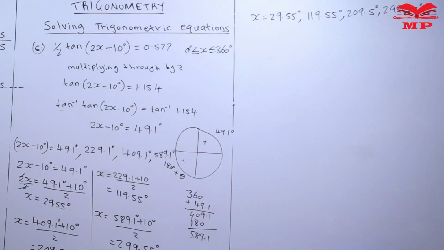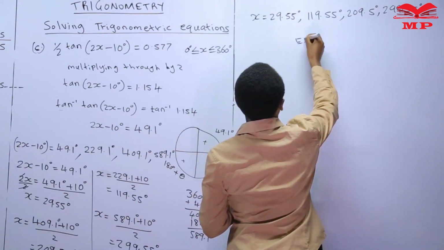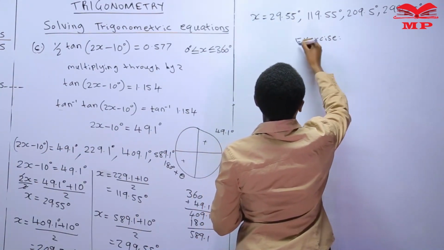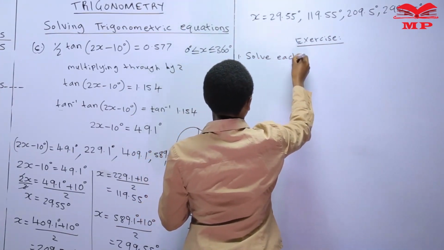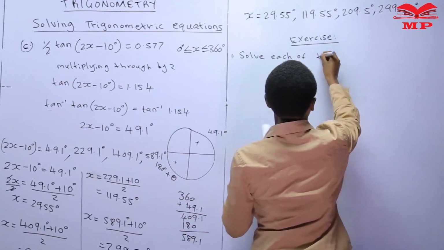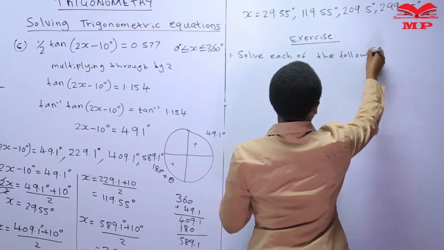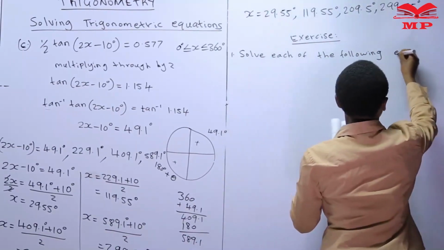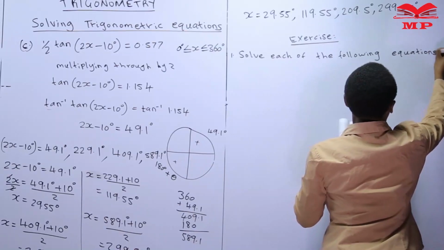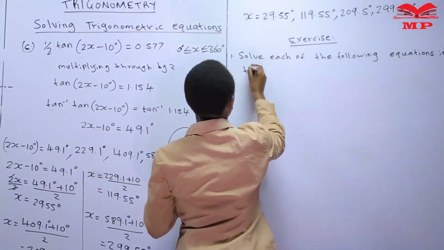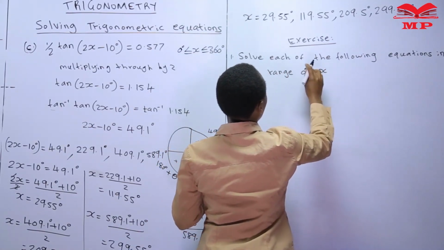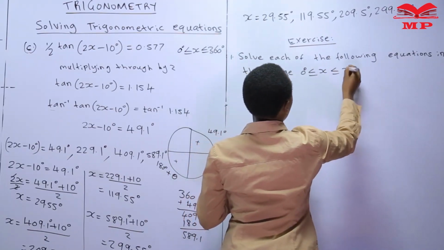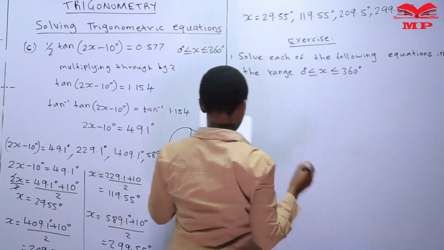So I'd like you to do the following exercise. I'd like you to solve each of the following equations in the range. You'll always be given the range. In the range, this is degrees, that is 0 to 360 degrees.